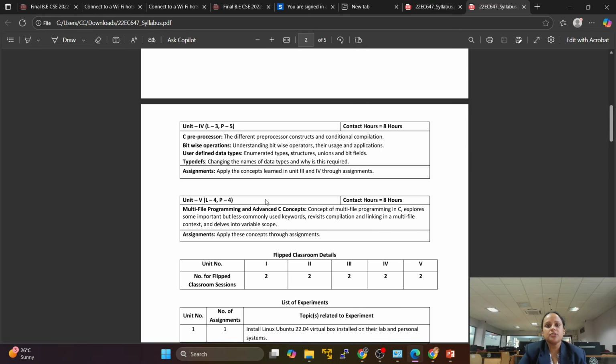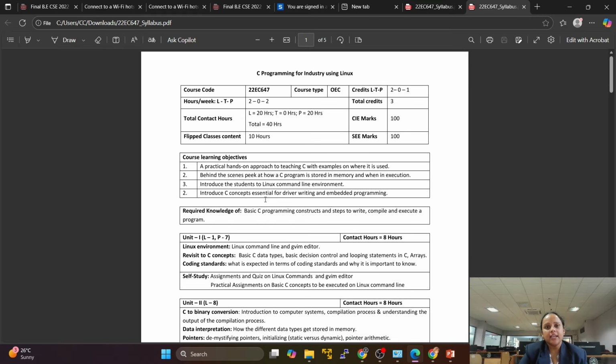So this is pretty much it. To rephrase it again, this is an open-ended course given by Vayavya Labs. It is an industry-based program, and they have curated the syllabus. It is 2 hours of learning class and 2 hours of lab.